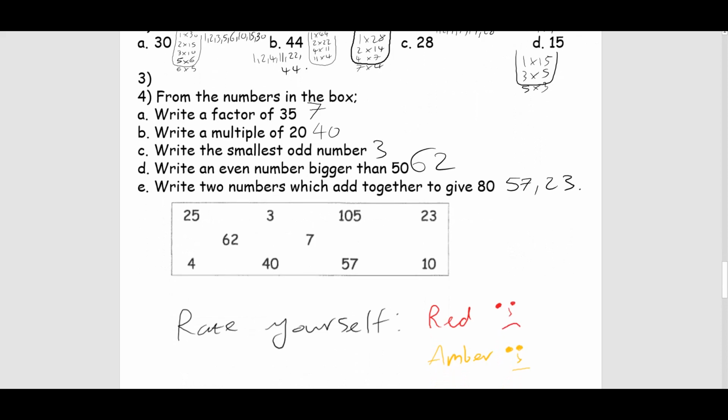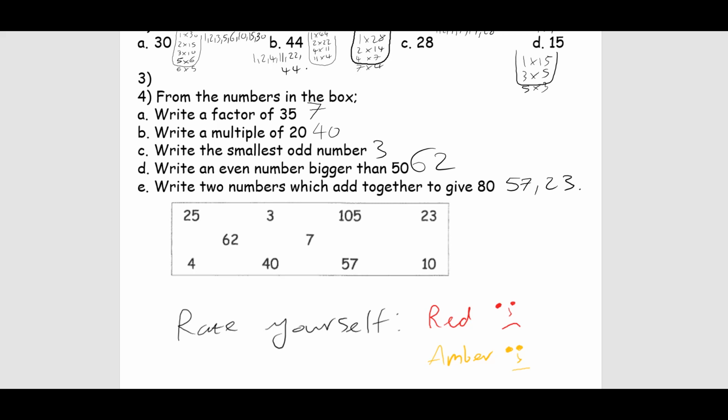From the numbers in the box, a factor of 35: well, 7, because 5 sevens are 35. If you're not sure of that, do practice your 7 times table, or just practice your tables in general. I think it's a really good thing to wake up and practice your tables every day. Write the multiple of 20: 40.